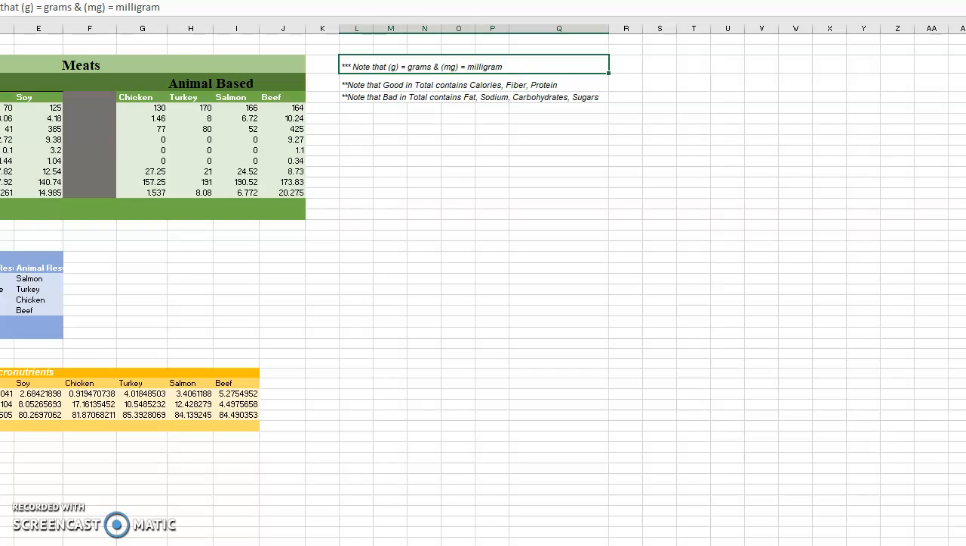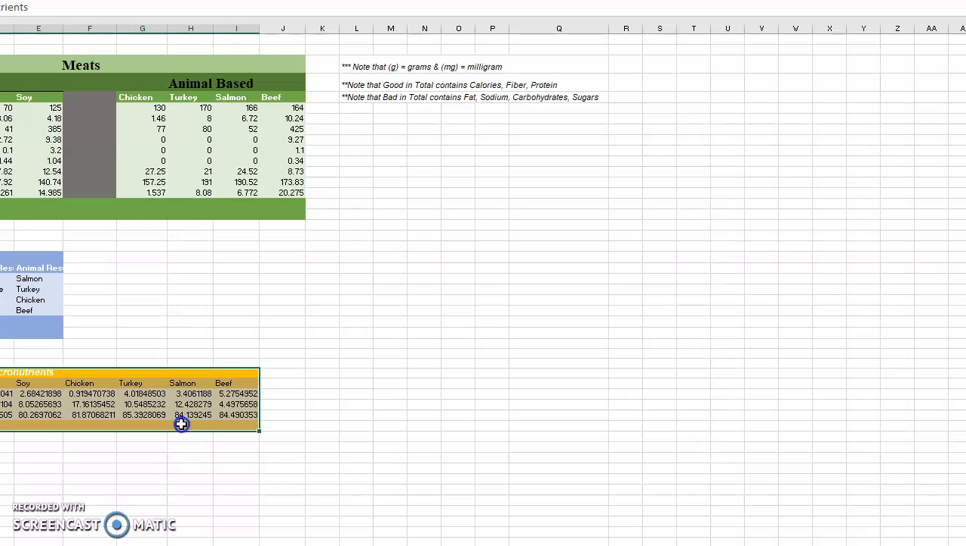Next, I wanted to show you the macronutrients, how I calculated the macronutrients. I calculated this by taking the amount of protein, so for protein we would find the protein, plus the amount of good and bad, so that's the total amount of nutrients, and then dividing that, and then to find a percentage we multiply that by 100, and we did that to get the macronutrients tab.